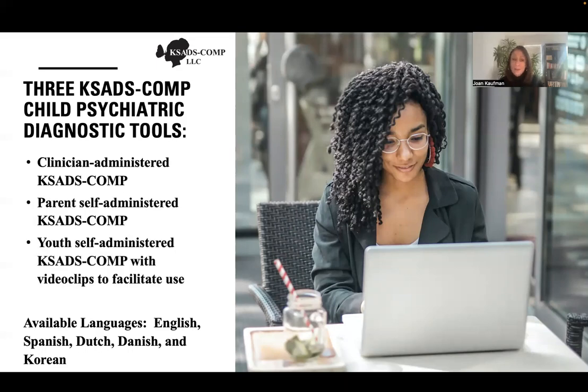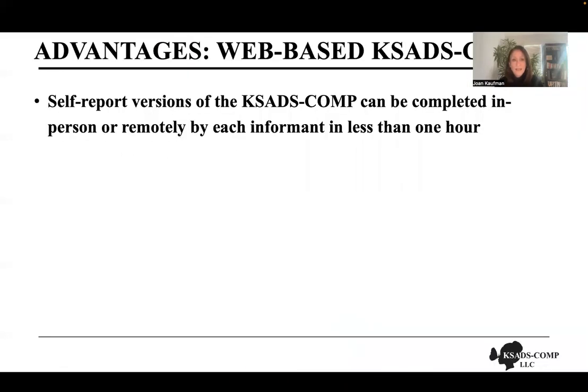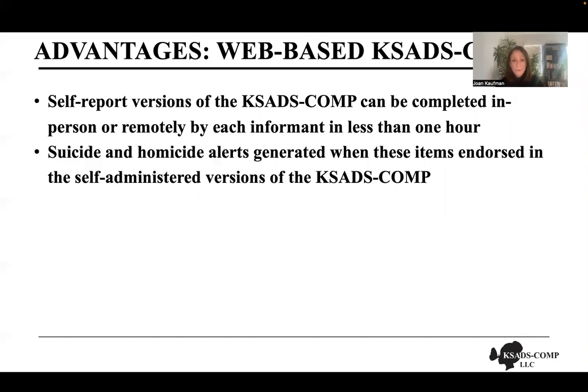We're going to be talking today about the parent and the youth self-administered KSADS-COMP. So some of the advantages of our web-based instruments is that the self-report versions can be completed completely independently, in person or remotely, and typically take less than an hour for completion. We have built-in suicide and homicide alerts, so if someone is away from your office and doing the self-administered KSADS-COMP, we have a way to alert you either by email or text that those particular items were endorsed.